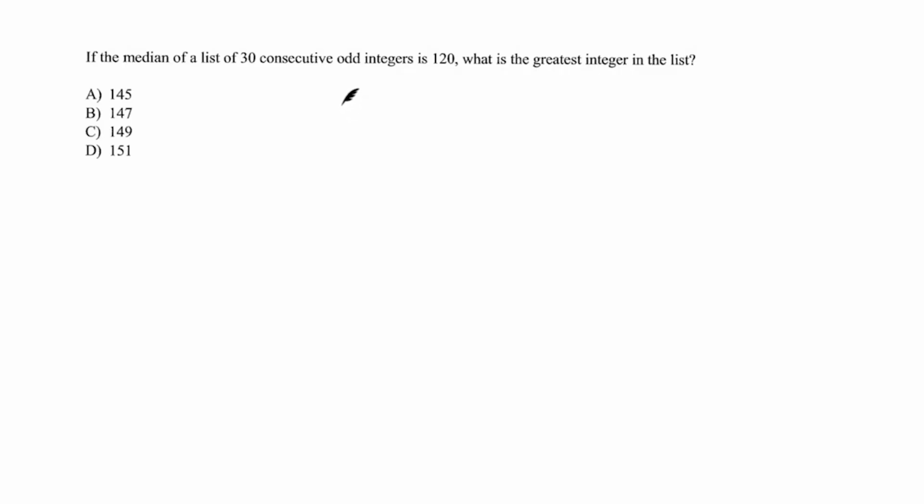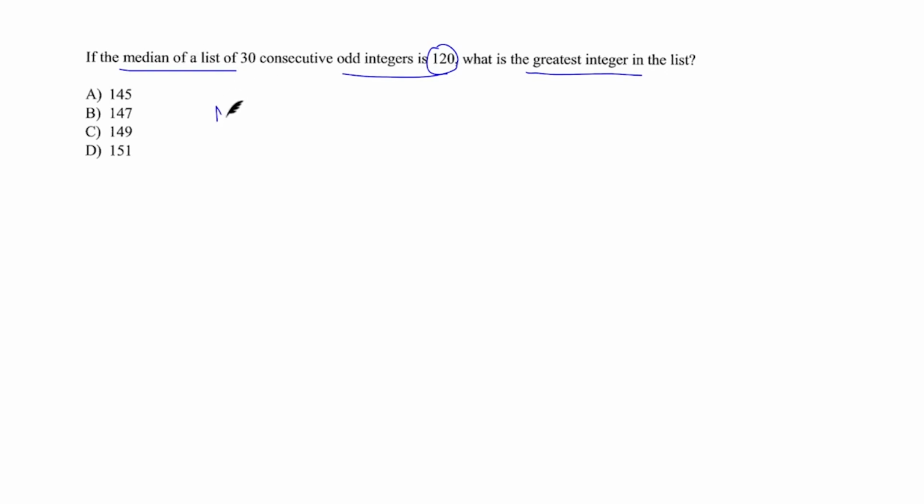Let's have a look at this interesting question. If the median of a list of 30 consecutive odd integers is 120, what is the greatest integer in the list? Now, there are a couple of very important things that are given in the question, and the most important is this number. So if you analyze, we have got consecutive odd integers, but our median is an even integer. How is that possible? Let's have a look.